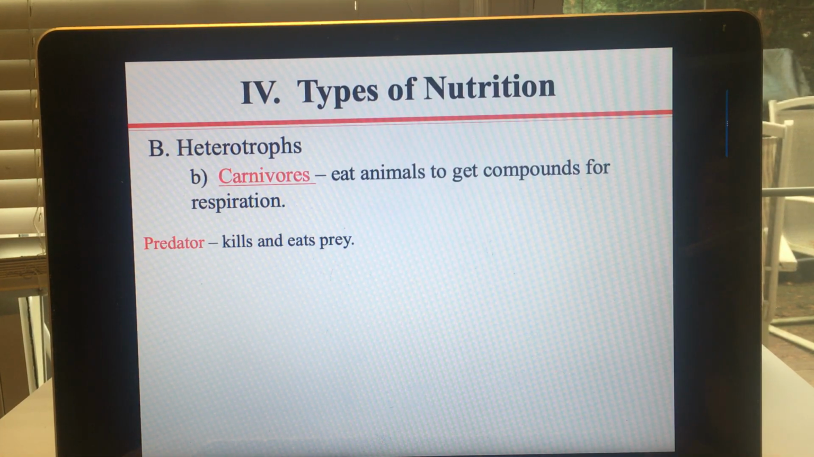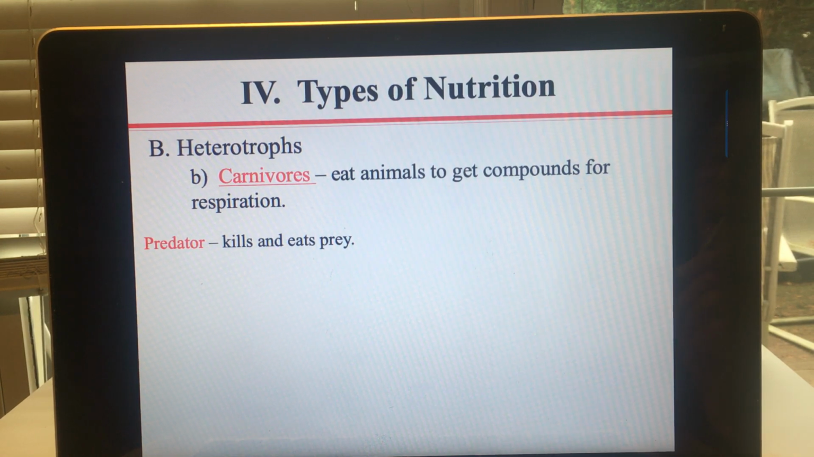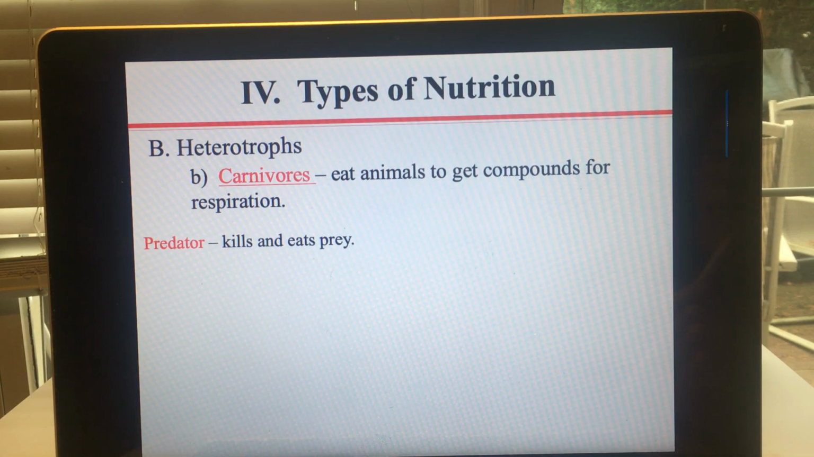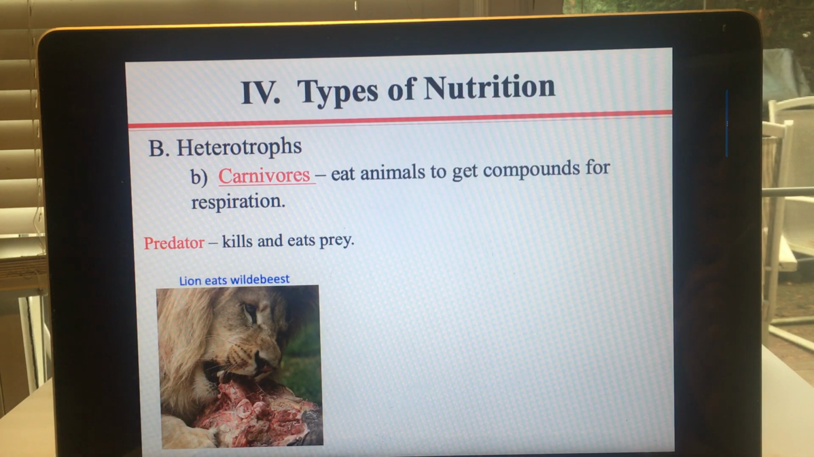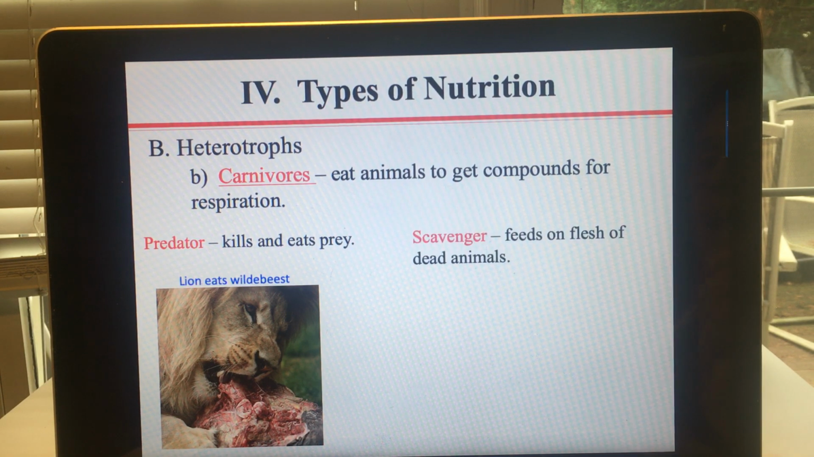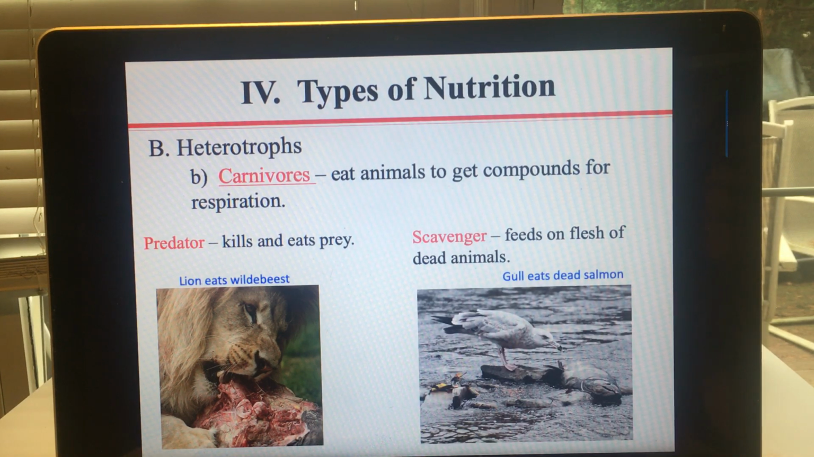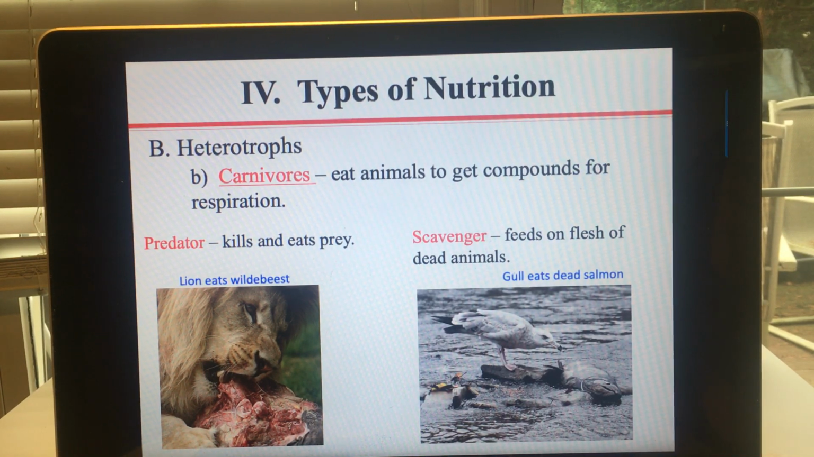And then there are carnivores who eat meat. And among carnivores, we have predators that kill and eat their prey, like lions. And then we have scavengers, which feed on the flesh of dead animals that they find already dead. Now, a seagull eating a dead salmon would be an example.